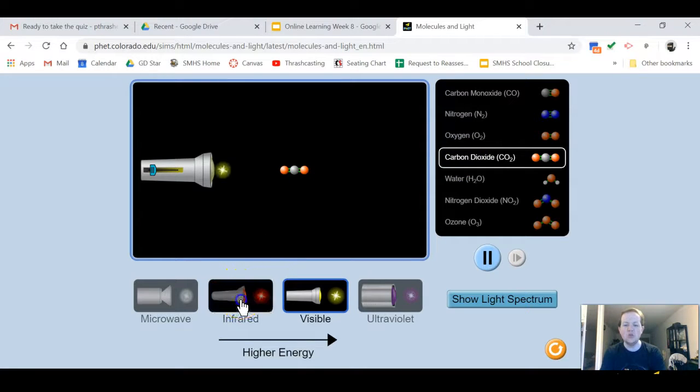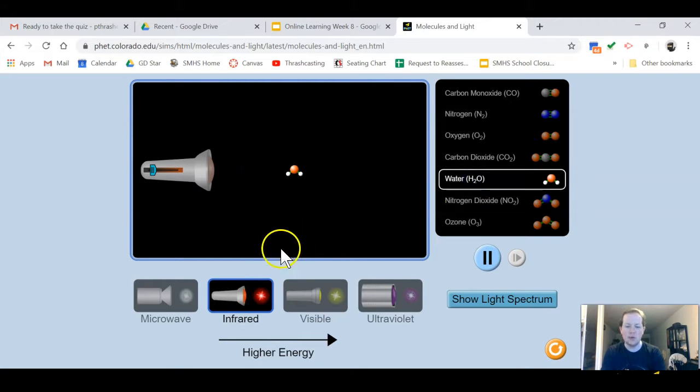Let's try going to a different type of light. Here's infrared. Let's see if water will interact with infrared. Oh, now water, it didn't do it with visible, but water absorbs infrared. Interesting.